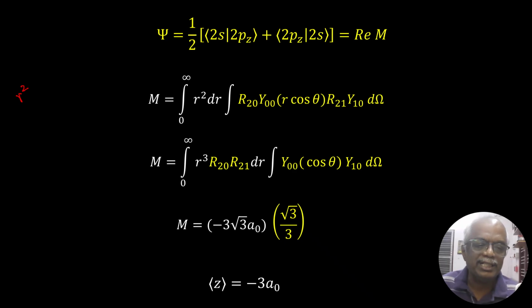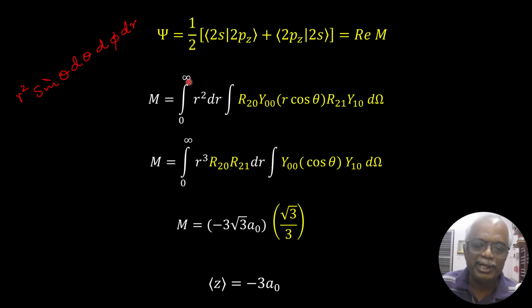We have seen already r squared sine theta d theta d phi dr. We have seen this so many times. This is the volume element in 3 dimensions: r squared sine theta d theta d phi dr.